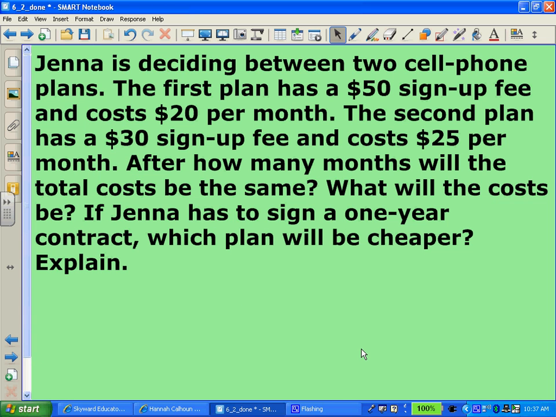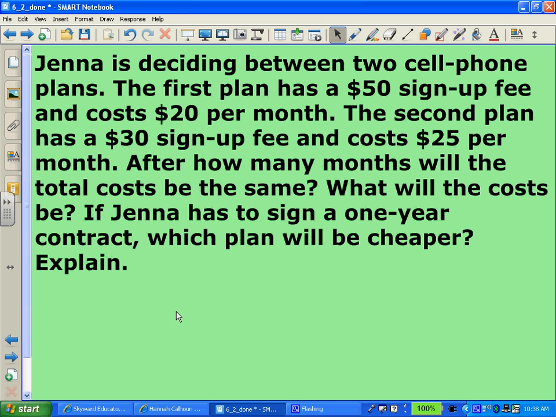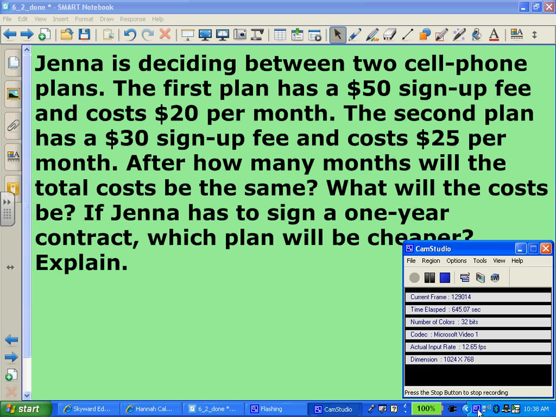So here's a story problem for you. This one I just want you to try to solve it on your own, and tomorrow when I see you in class I want you to tell me what you think the answer will be. Okay? And other than that, that's it for 6-2 part 2, and I will see you tomorrow.